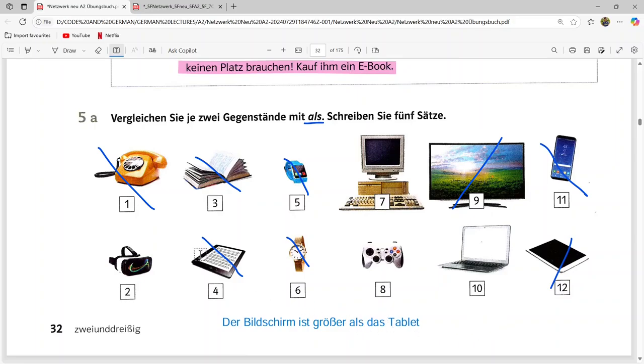So I think you can do this. For example, you can write sentences with this one and with this one. How can you write the sentence? Die VR-Brille ist cooler als die Spielkonsole. Okay, right, like this. So it's up to you. Okay, so this one is also done. Let's move on to the next task.